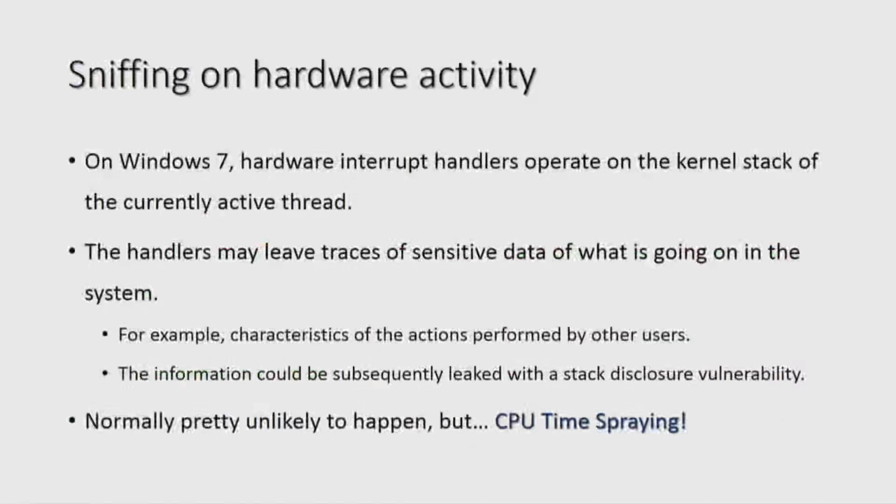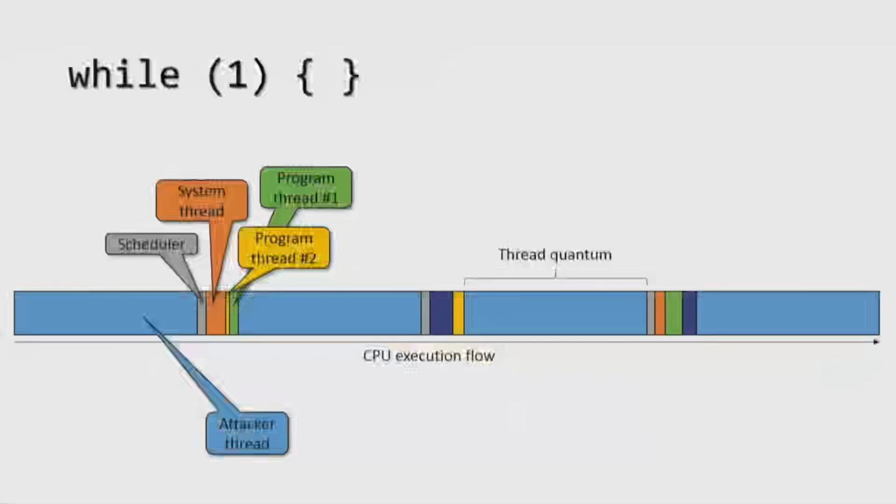And now, another demo that I wanted to show you is about sniffing hardware activity. So it turns out that on Windows 7, hardware interrupt handlers operate on the same kernel stack as the currently active thread. And these handlers may leave some interesting traces of data on this stack, right? So, for example, some characteristics of actions performed by other users. Normally this wouldn't happen very frequently because our thread, like any user application thread, is not taking too much CPU time. But of course, we can use something called CPU time spraying, which is pretty much just an infinite loop. And so, you can see how it works.